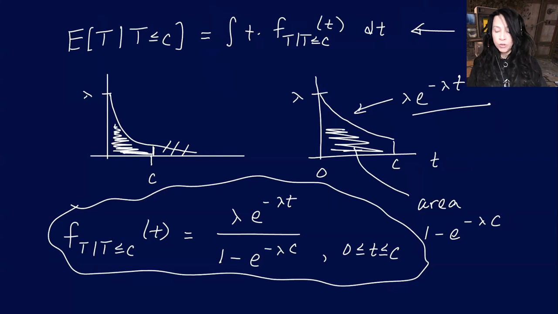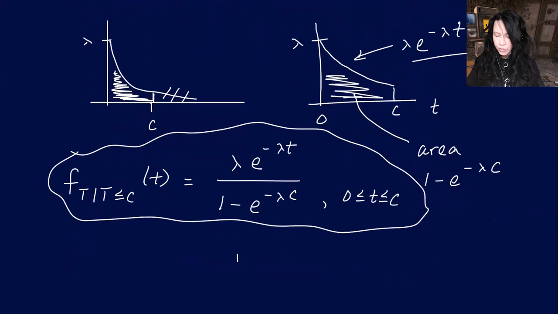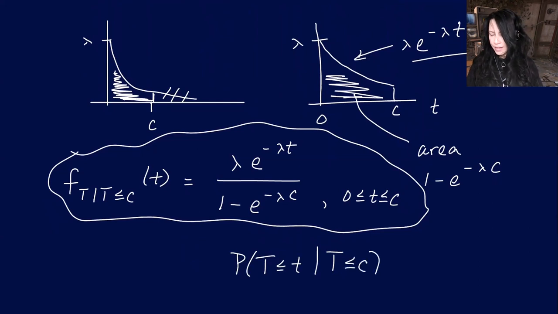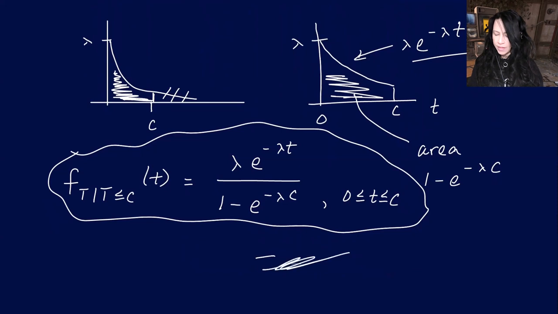Again, if you want a more formal approach, I would start with the CDF for t, given t is less than or equal to c, and write that out. So you should end up with the same thing. Now, I did say I had two methods for you, and this is not the second method. The second method is kind of fun and slick.